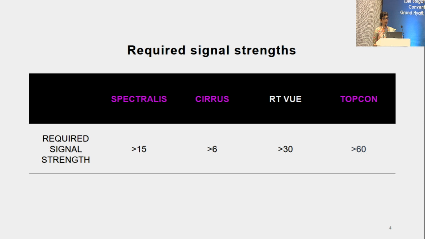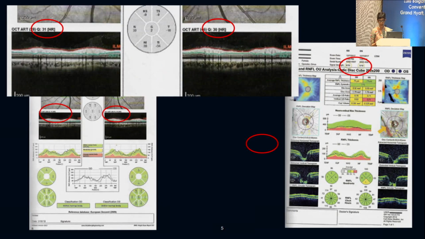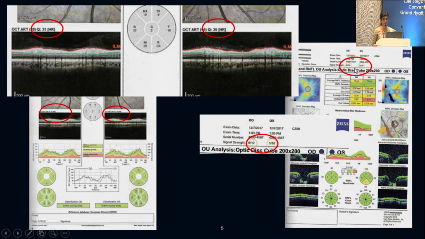First and foremost, the OCT RNFL should be performed with at least the minimum signal strengths. The signal strengths for the Spectralis are at least 15. For Cirrus, it should be at least 6. And for the RTVue 30 and Topcon, it should be about 60. These are the areas where the signal strength is provided. For the Spectralis, in the right eye, it is 31, and in the left eye, it is 30. So it is good signal strength. Whereas in the Cirrus printout, you can see that it is 6 in the right eye, which is just appropriate, and 5 in the left eye, which is less. So in this case, the left eye scan actually should be discarded.